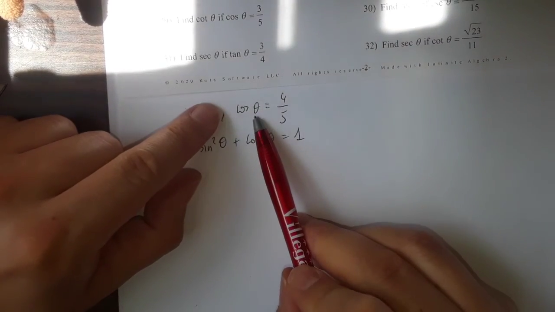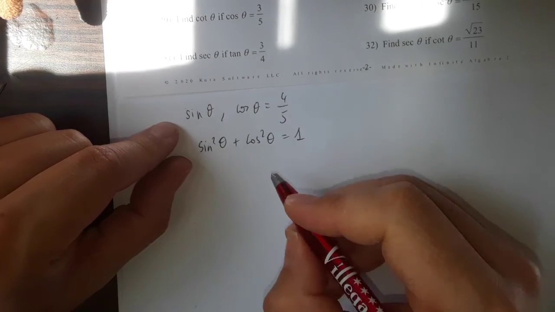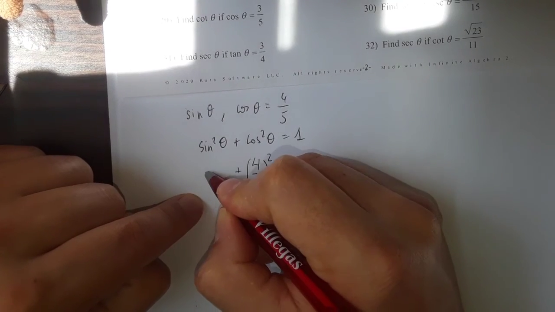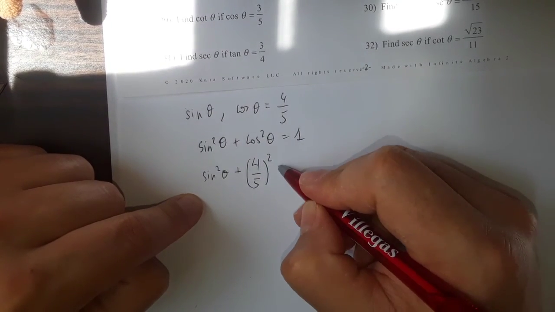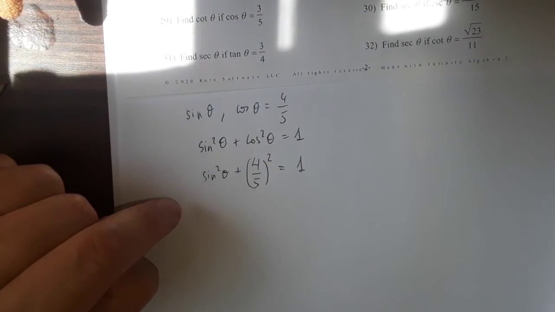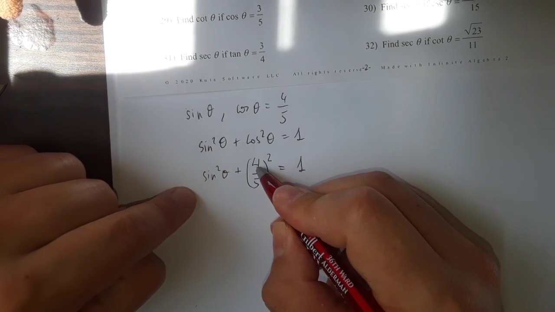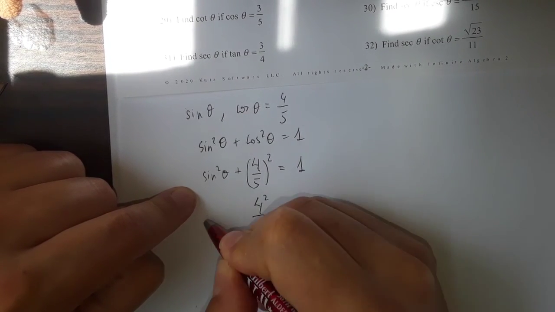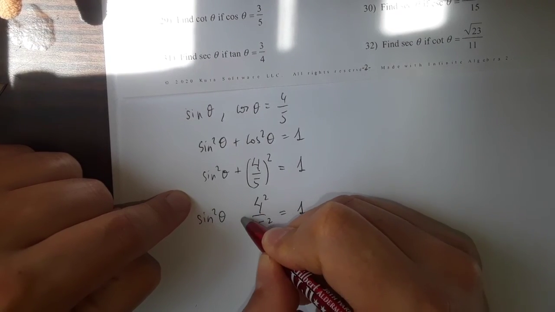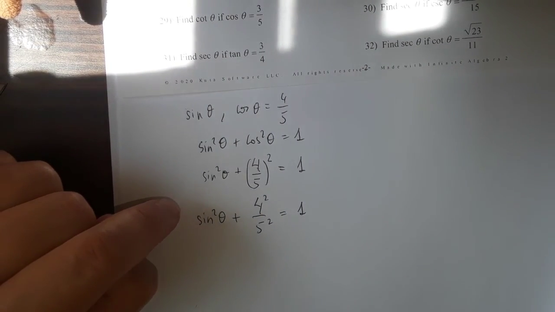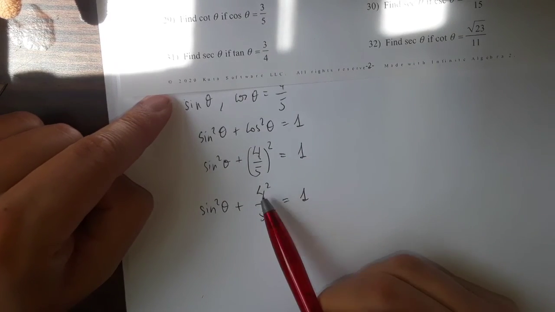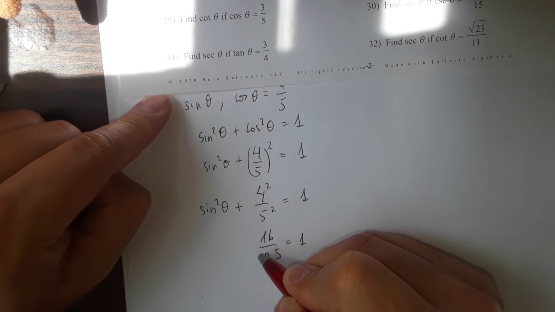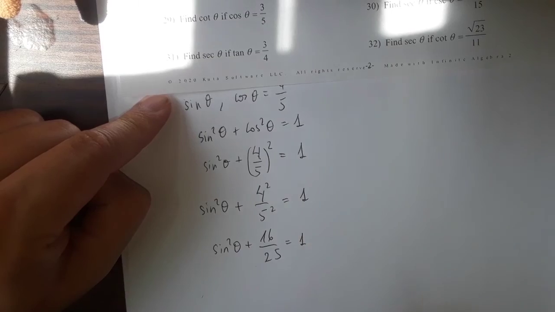Okay, how much is cosine of theta? It's 4 over 5, so that's going to be 4 over 5 squared. Be careful with that. Plus sine squared equals 1. Now this is going to be 4 squared over 5 squared, so 16 over 25, plus sine squared of theta equals 1.